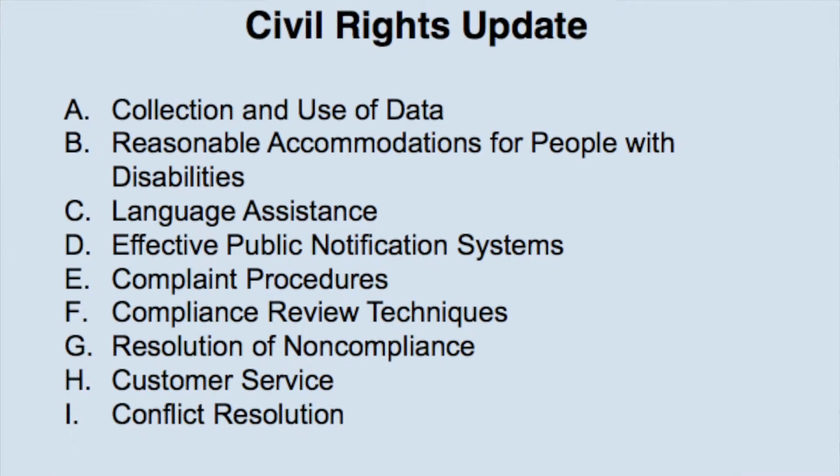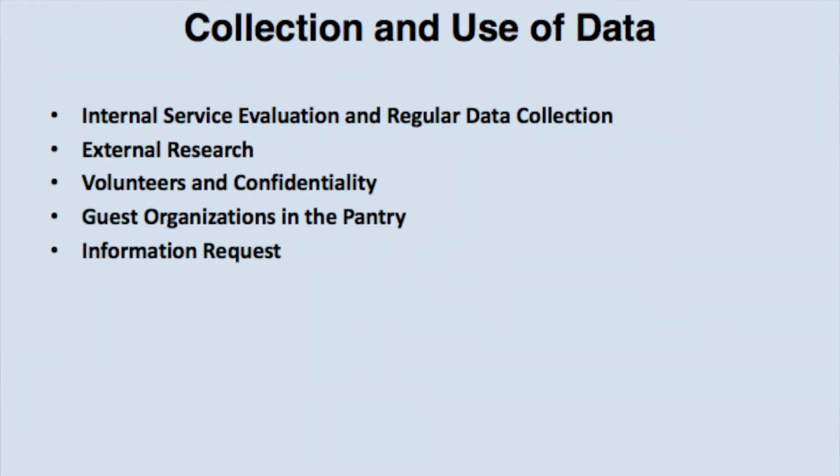In the civil rights update, we will be discussing the collection and use of data for the pantry, reasonable accommodations for people with disabilities, language assistance, effective public notification systems, the complaint procedures, compliance review techniques, resolution of non-compliance, customer service, and conflict resolution. The pantry does have a privacy policy describing our collection and use of data.